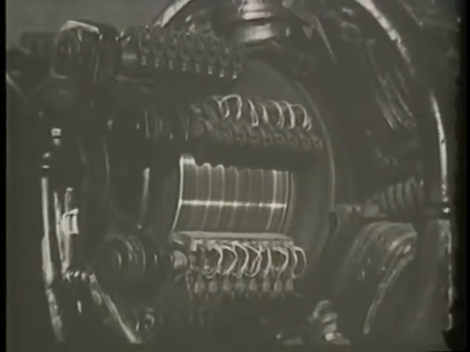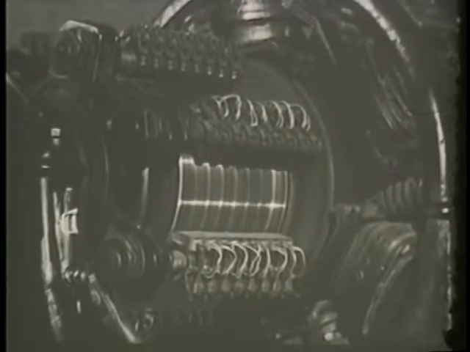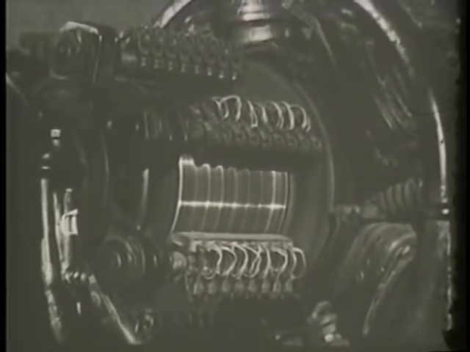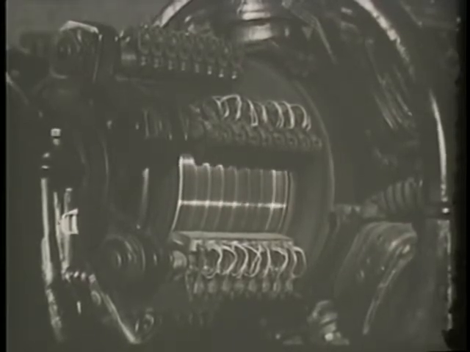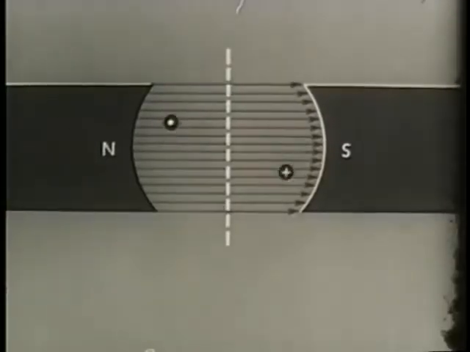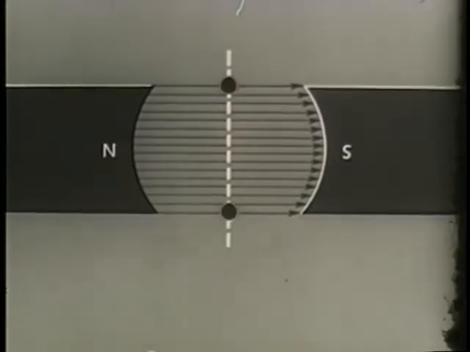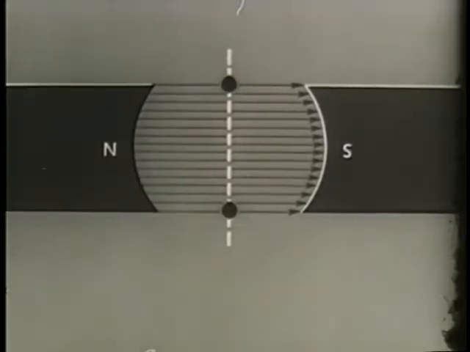An important problem in the design of generators is the prevention of sparking between the commutator and the brush assembly. The prevention of sparking depends on the position of the brushes. This line through points of zero generated EMF is called the neutral plane.